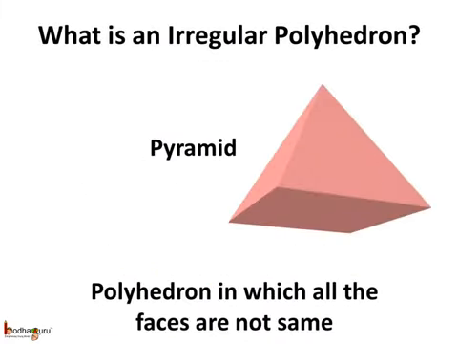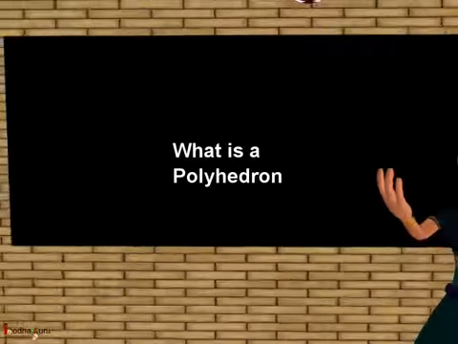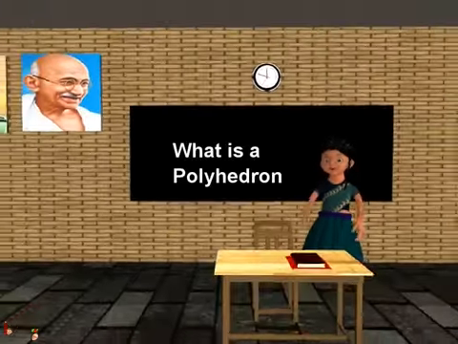And lastly, what is an irregular polyhedron? A polyhedron in which all the faces are not same, meaning they are not the same type of polygon, is called an irregular polyhedron. That's all for now.